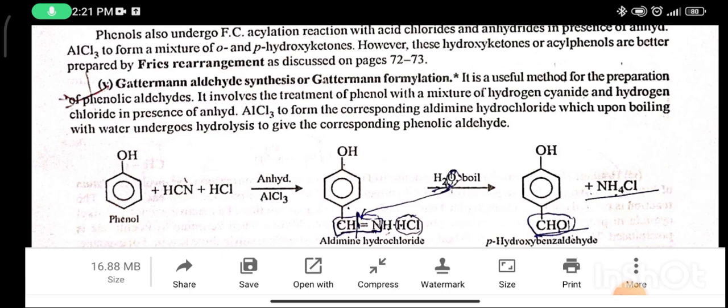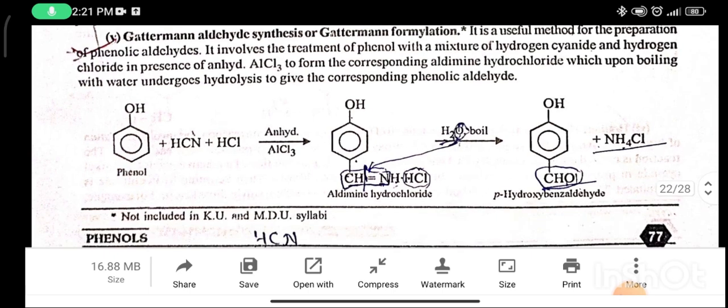Gattermann aldehyde synthesis or Gattermann formylation. It is a useful method for the preparation of phenolic aldehydes. It involves the treatment of phenol with a mixture of hydrogen cyanide and hydrogen chloride in the presence of anhydrous AlCl3 to form the corresponding aldimine hydrochloride, which upon boiling with water undergoes hydrolysis to give the corresponding phenolic aldehyde.